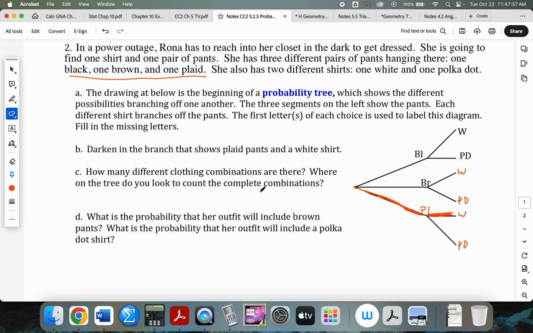So in part C, they ask, how many different clothing combinations are there? And where on the tree can you look to count the complete combinations? Well, there are 1, 2, 3, 4, 5, 6 different combinations. On the tree, you just look all the way to the right. So there are 6 combinations. So we're going to count the last branches, all the way to the right.